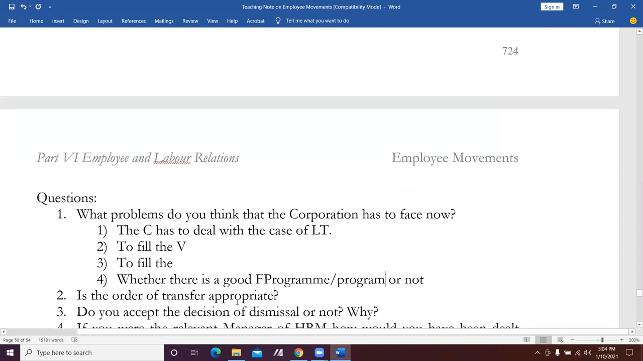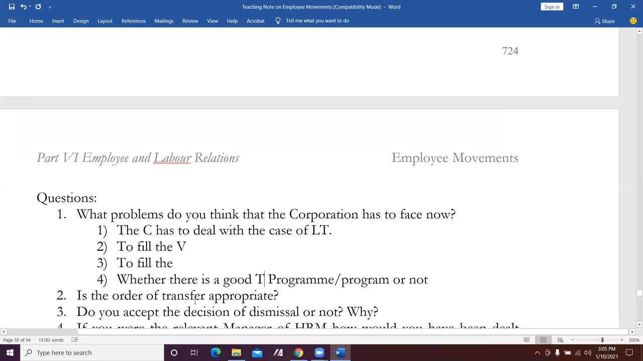Then, is the order of transfer appropriate? Of course, for each one, develop at least two alternatives. There can be several alternatives. Even developing a good transfer program, we can develop two programs. Then we can decide which one is better. Simply developing one program is not sufficient in practice. If time and resources permit, at least consider two alternatives. Ideally, try to consider three. Then decide the best one out of the three.